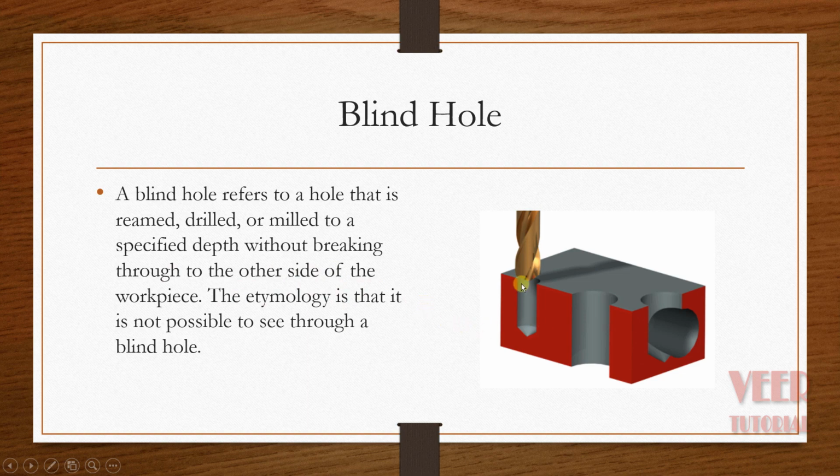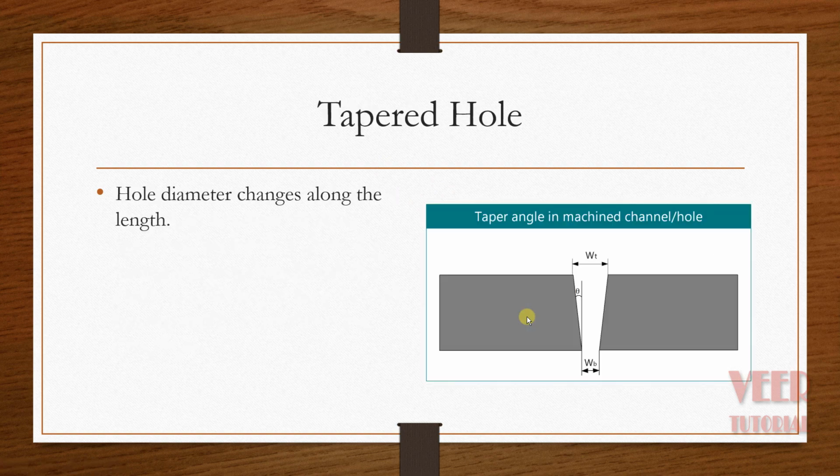We can see in this example, we have a drill tool and we are creating a hole. It is called a blind hole because it is not a through hole, so it is not crossing this object. The second type of hole we have is the tapered hole. In the tapered hole, the hole diameter changes along the length. We can see its diameter is decreasing along the length. The main dimension in the taper is the taper angle, that is specified by this angle theta.